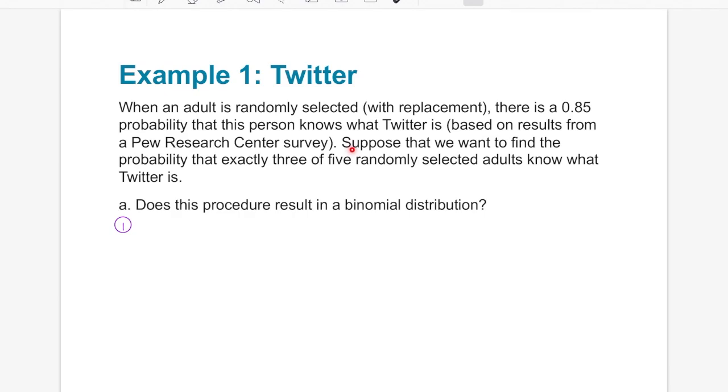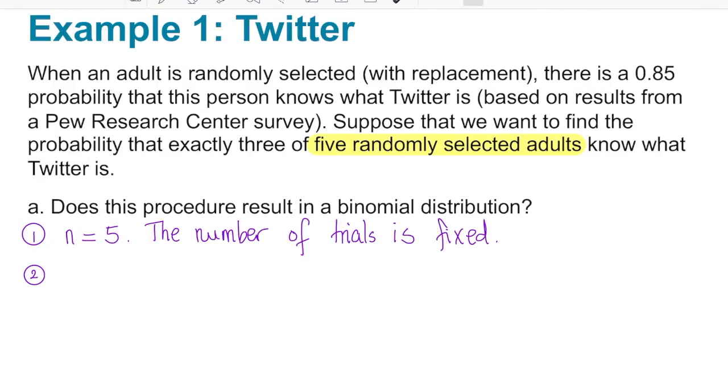So here they say, suppose that we want to find the probability that exactly 3 of 5 randomly selected adults. That means they are selecting 5 adults. My N is 5 and this number is fixed. The second requirement is that each trial is independent. We are selecting 5 random people with replacement. That means each one of those is independent.